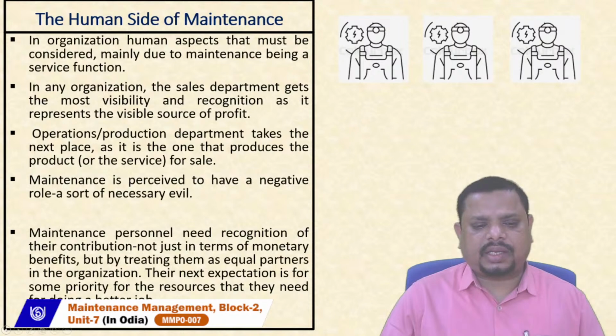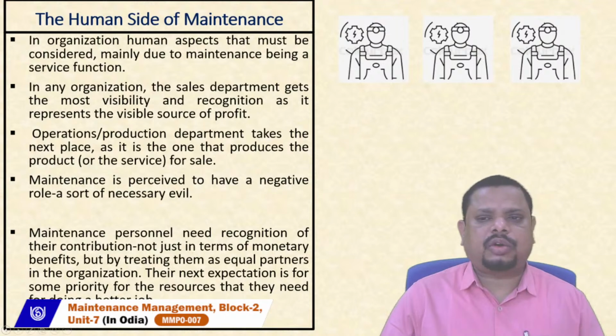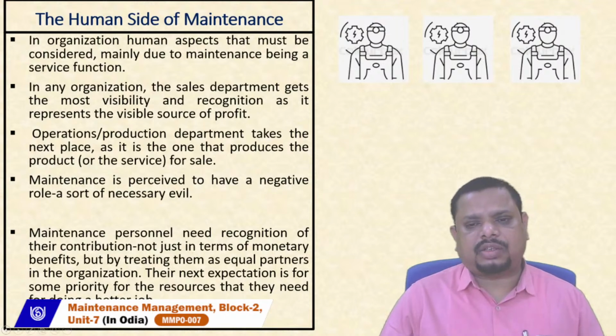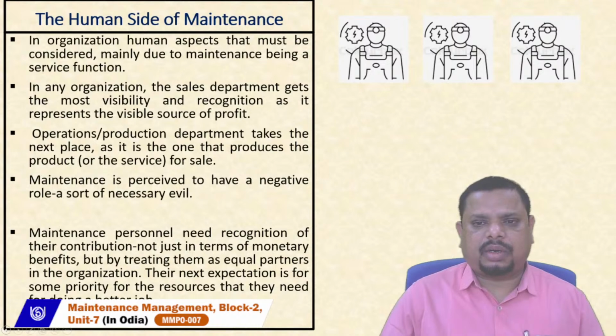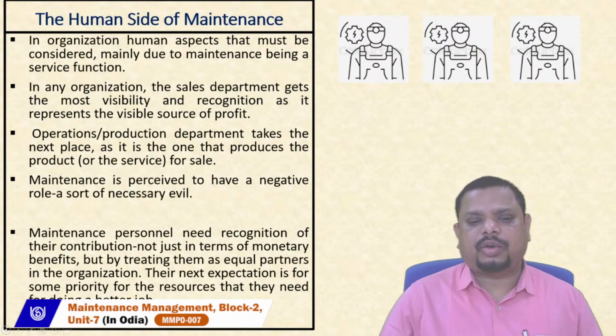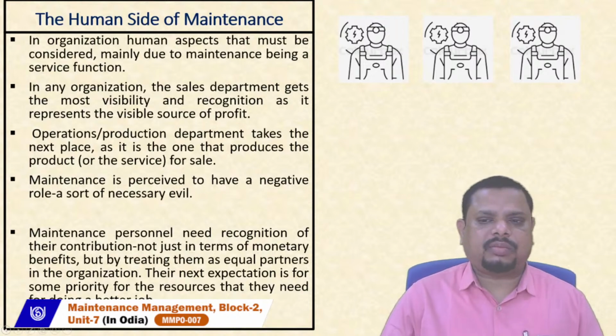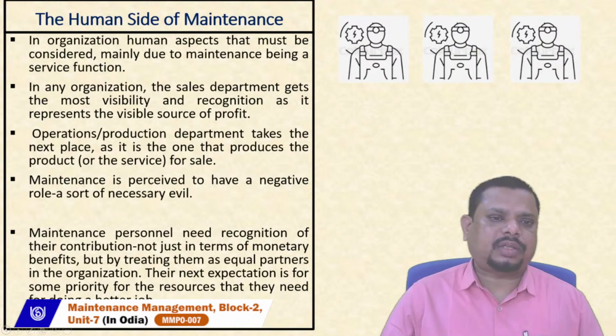Their next expectation is for some priority for the resources they need to do a better job. It is the responsibility of top-level management to recognize them, rather than only recognizing the sales departments, the finance departments, and the process and production departments. Even nowadays, especially with reference to Industry 4.0 or Industry 5.0, organizations recognize maintenance personnel and also provide monetary benefits in the form of incentives as well as bonuses, so that they work dedicatedly to do a better job for the organizations.